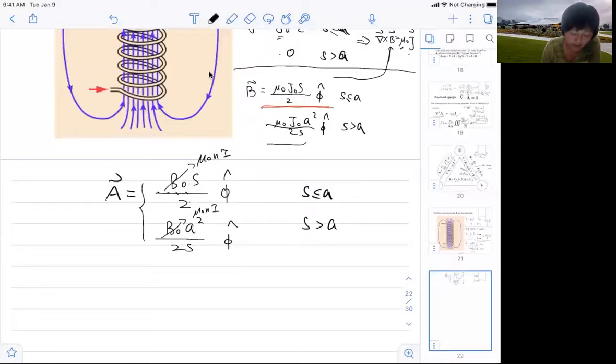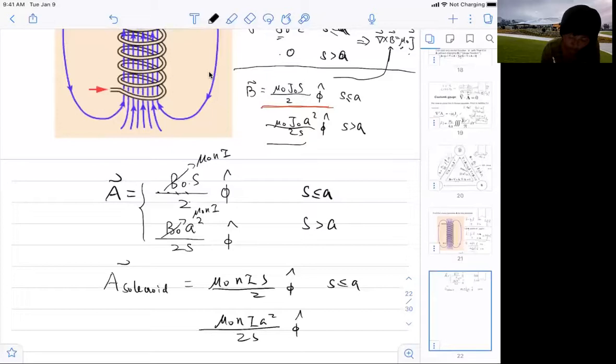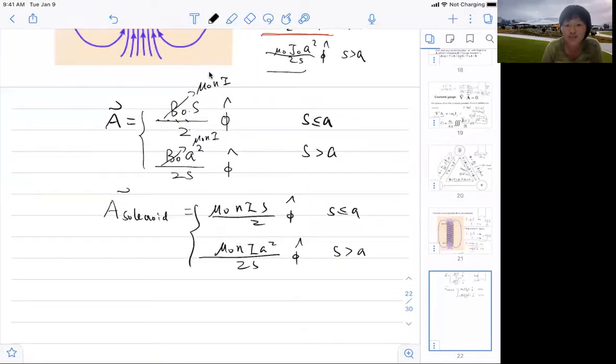So A for a solenoid is mu naught n I S over 2, phi hat inside, and mu naught n I a squared over 2S phi hat outside. See how quickly we have solved for A? But I would have to admit that we already know our B, so getting our A is not really useful because you already know your B. But you can double check that it's indeed a correct vector potential by taking the curl of it.